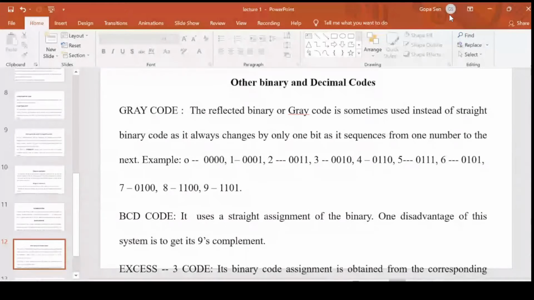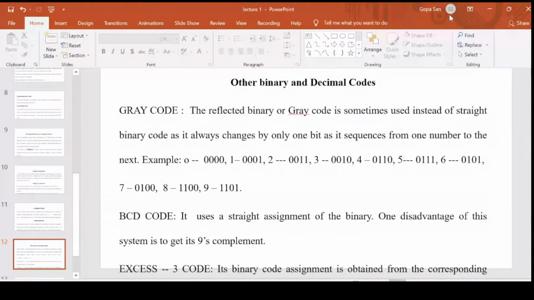Now, other than the normal binary and decimal codes, there are certain codes which are used in some computer applications. One such example is gray code. Another name of gray code is reflected binary code. Now, why is this code used? Say you have a 2-bit binary number. With the help of a 2-bit binary number, how many numbers can you represent?